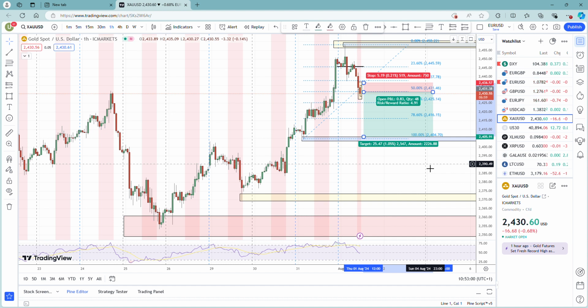2436.57, 2405.91. Perfect, guys. I hope you enjoyed that. I've entered two trades, USDCAD and gold, on transit trades. Not great, but we'll see how it plays out.